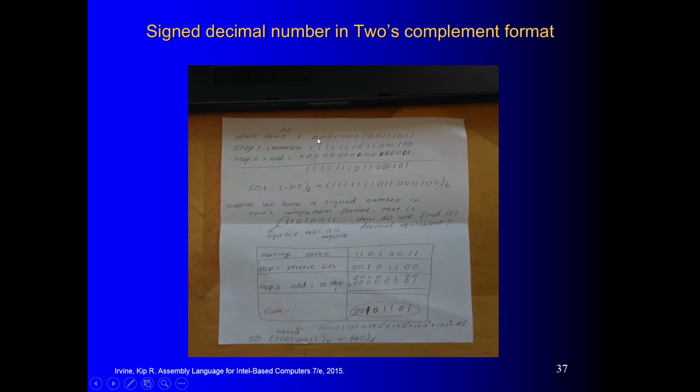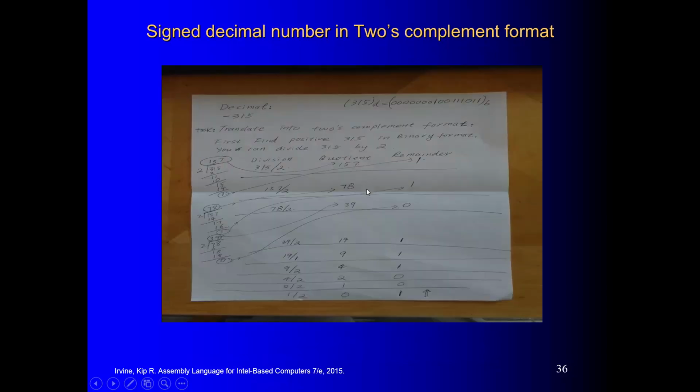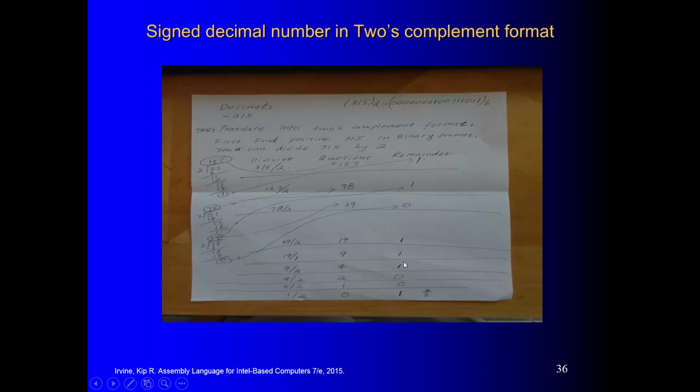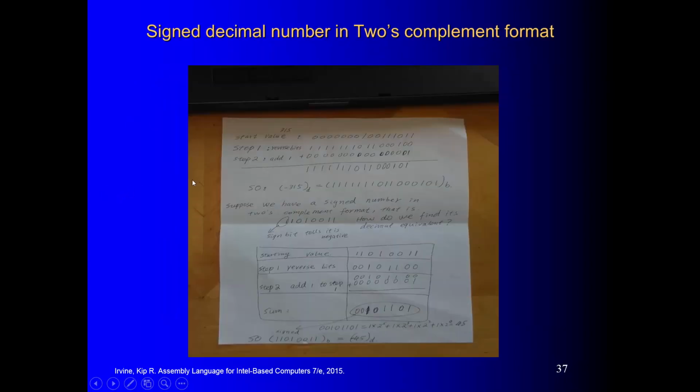2 bytes is a word. So I copied 7 zeros to the front. Because I have 9 digits here, I need another 7 zeros to meet the 16 bits requirement as the storage size. So after you find out your positive 315, you can follow this table, step 1 to sum, to find out the negative 315.